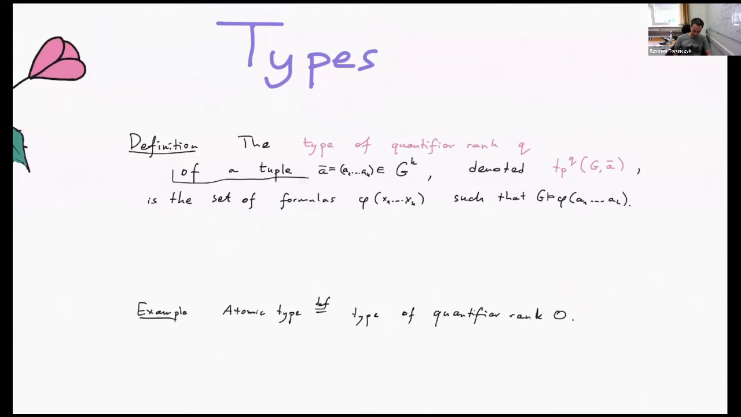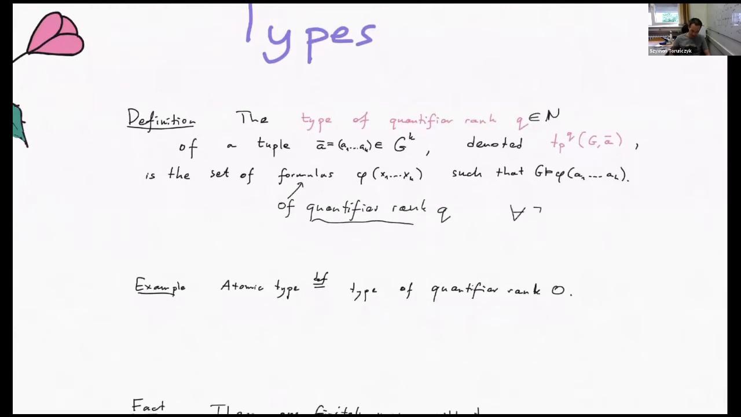So the type of a tuple of vertices, of fixed quantifier rank, where Q is a fixed parameter, a number, essentially the number of quantifiers that we're interested in, is just the set of formulas of quantifier rank Q which are satisfied by this tuple. The quantifier rank of a formula is the maximal depth of nesting of quantifiers, the number of nested quantifiers.